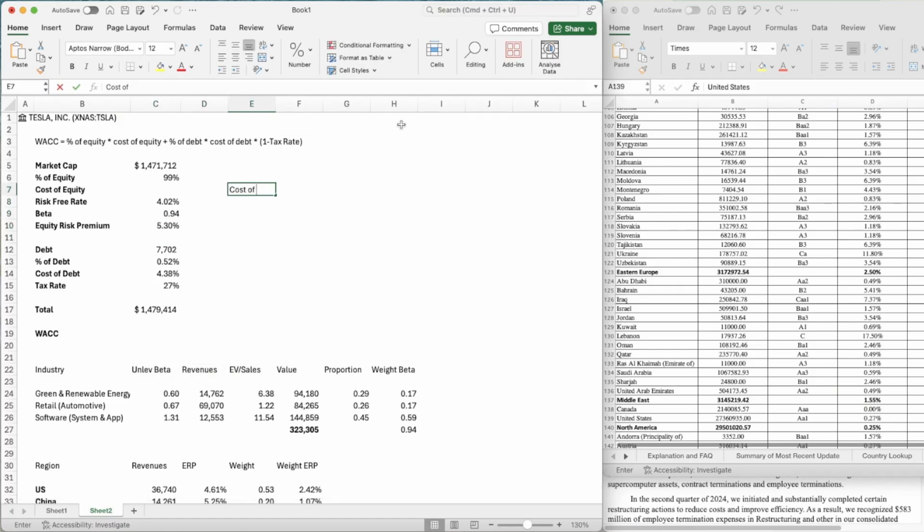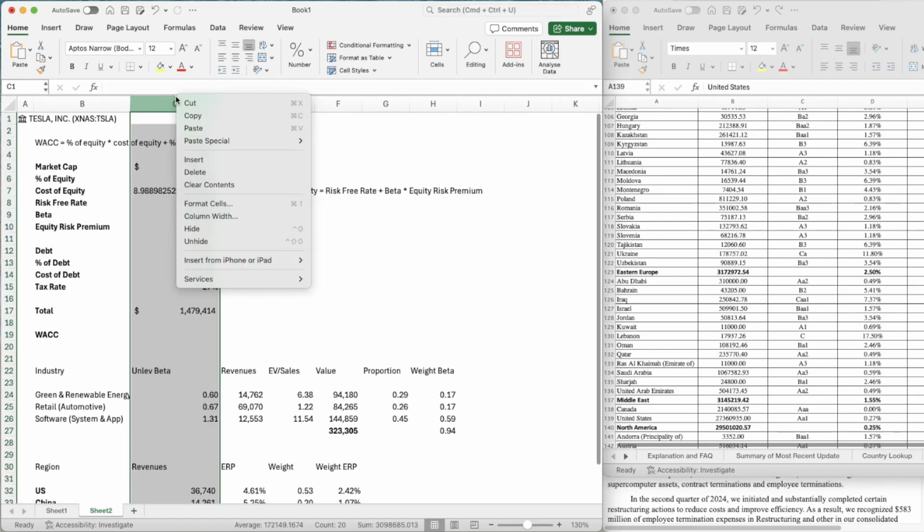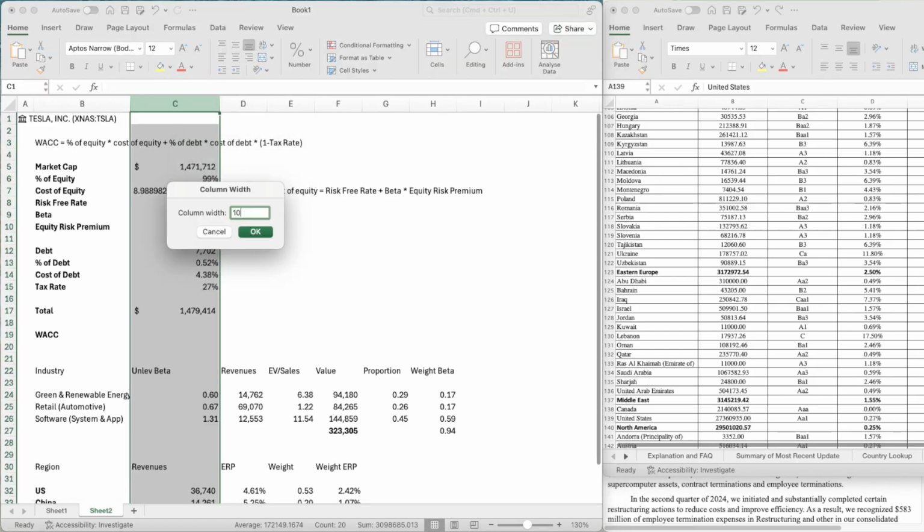The cost of equity equals your risk-free rate plus your beta multiplied by your equity risk premium. So let's put that into practice. Your risk-free rate plus your beta multiplied by your equity risk premium. Column width.